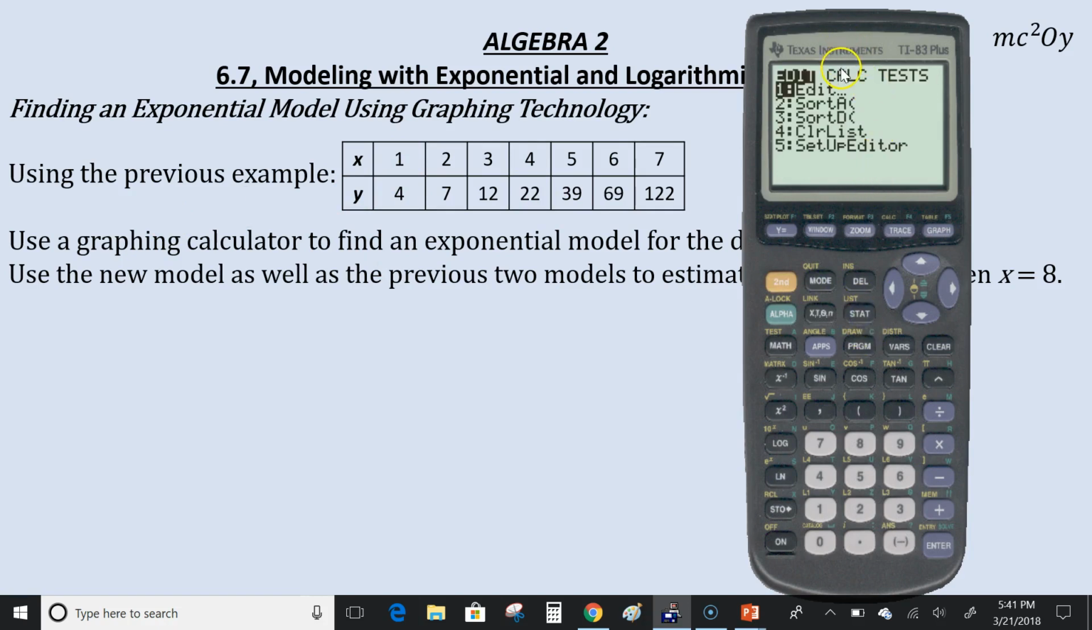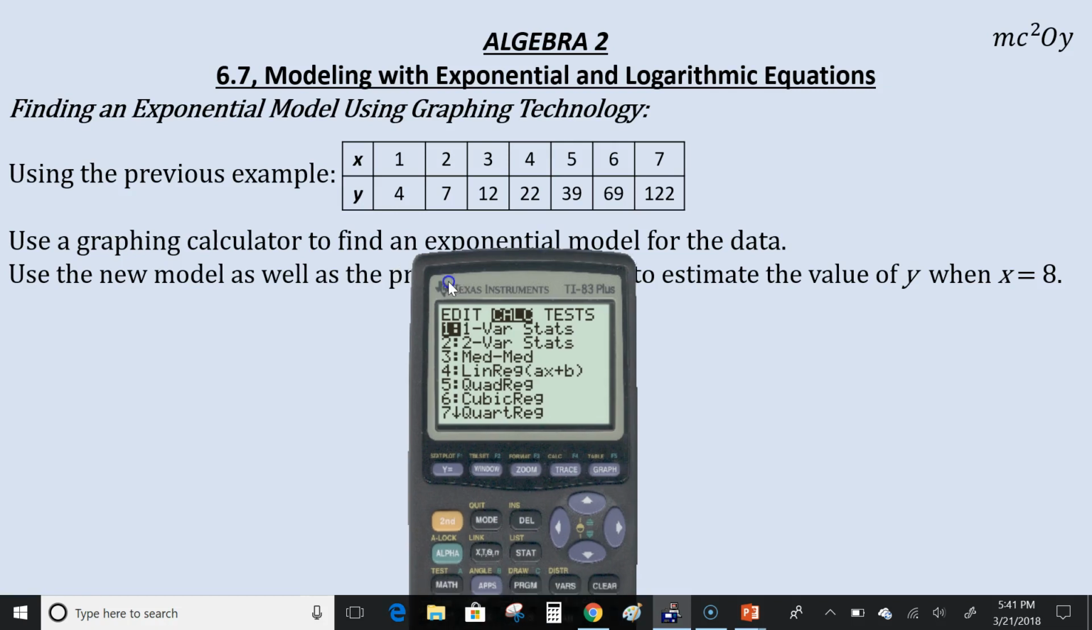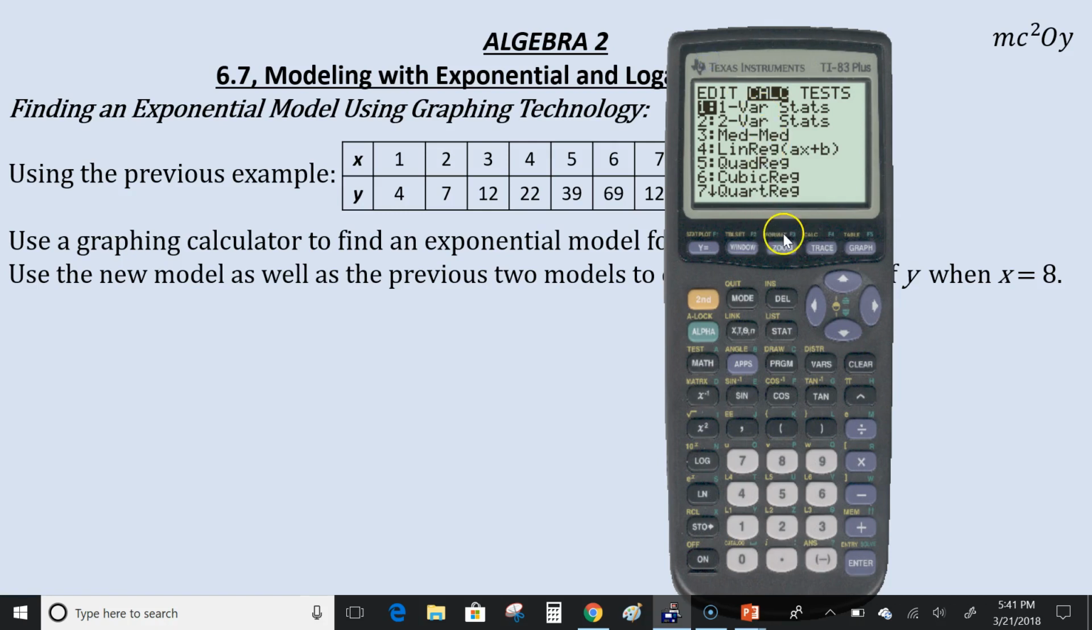I'm going to go back to stat, arrow over to calculate. Go down to, notice they want us to write an exponential model. The exponential model for this is we're going to find exponential here. Let's go ahead and scroll down. And exponential regression, EXP. Okay. And I hit enter. And it's waiting for me to keep hitting enter. And there we got it. Y equals AB to the power of x, and they're telling me A is 2.22 or 2.23 if we round it, and B is 1.77.